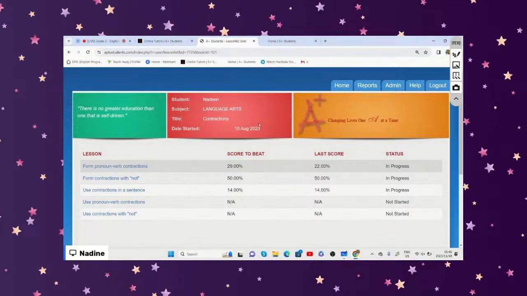But now in this lesson, we did contractions, where we had to form pronoun verb contractions, because we said a contraction is a shortened form of two words. You have two words and you put those two words together, and whatever letters you leave out, you put an apostrophe. However, we don't add more than one apostrophe. We only add one apostrophe to show the letter that we had left out.